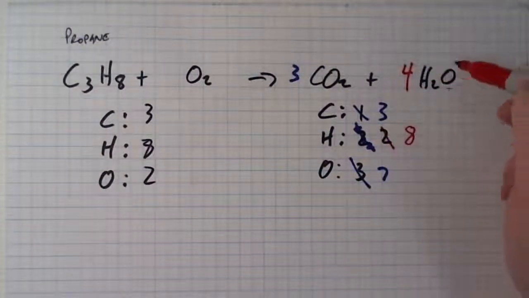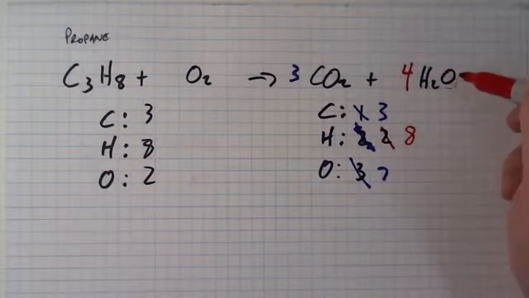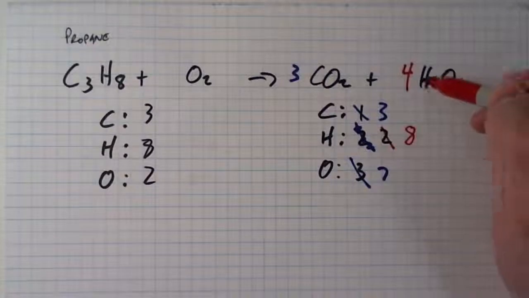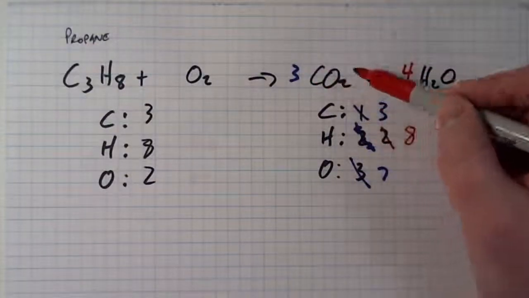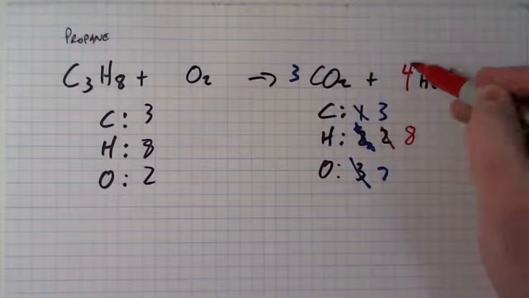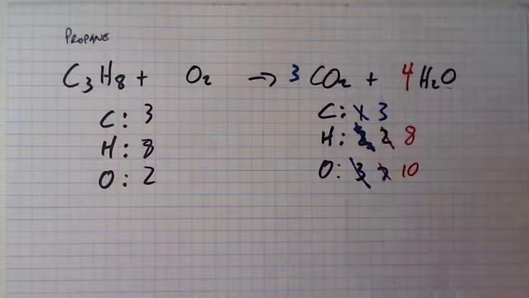But look, here's this oxygen again. So I just changed my hydrogens. I have to recount all of the atoms, all of the elements that are in this molecule. So let's come back. We have 3 times 2 oxygens plus another 4 oxygens. So now we are up to 10.